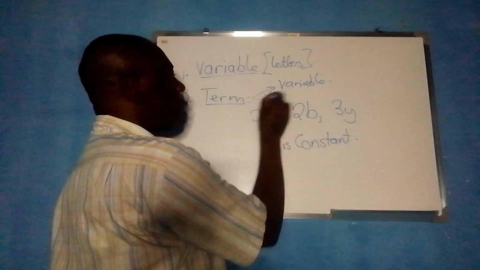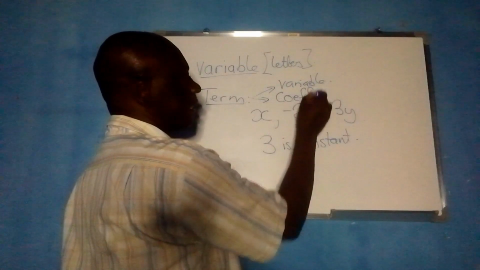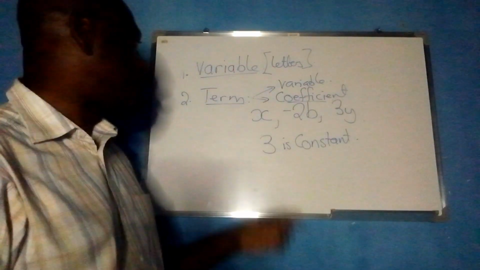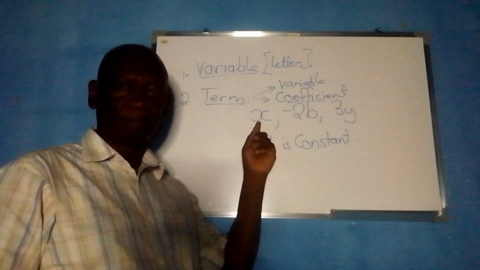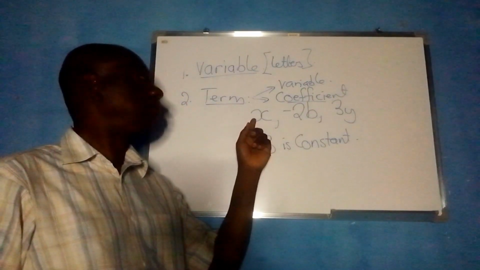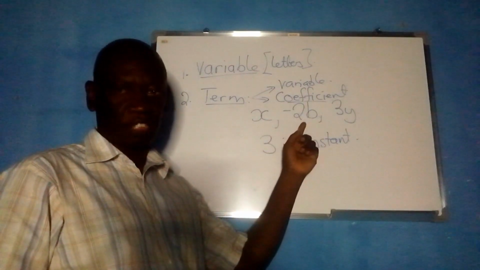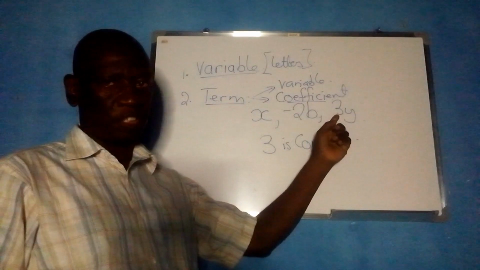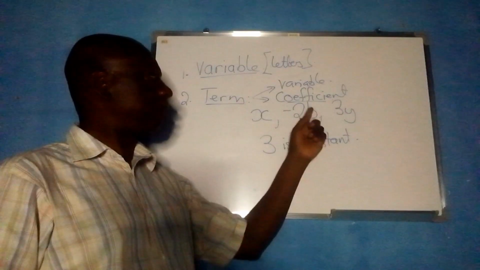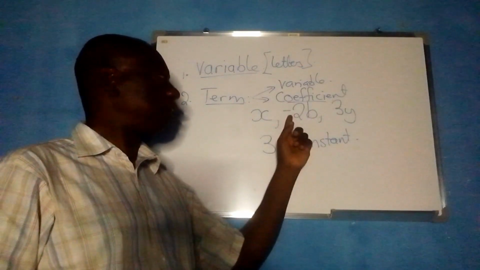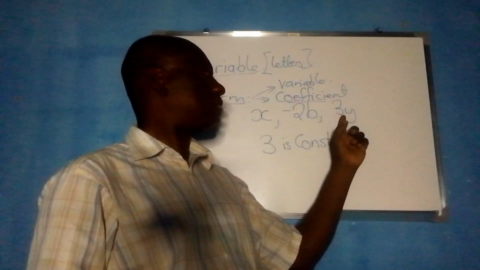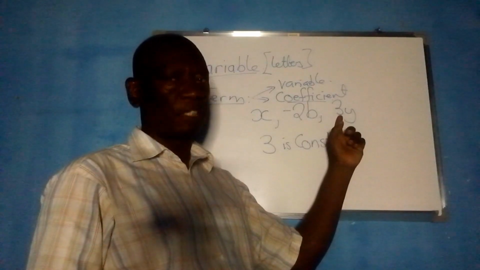It also has what we call the coefficient. For example, if you look at x, there is a coefficient here, although it's invisible. -2b, there is a coefficient here. 3y, there is a coefficient. So what is the coefficient here? Let's start with this one. In this term, -2b, the coefficient is -2. In this one, 3y, the coefficient is 3.